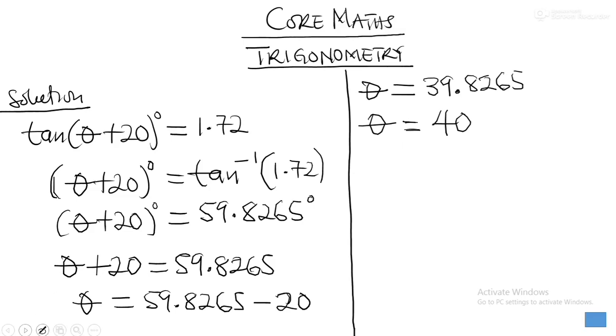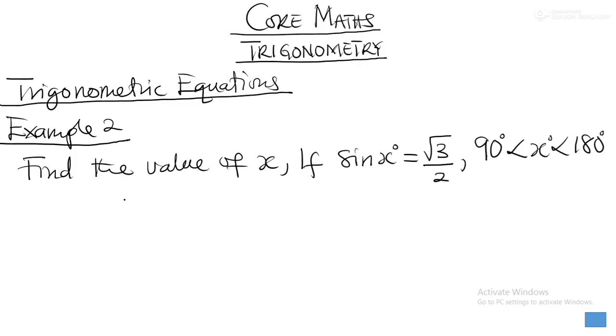Now let's look at example 2. Good. Example 2 also, it says we are to find the value of x if sine x degrees equals 3 on 2. And our condition is that the value of x should be between 90 and 180 degrees. So as I said, the first thing is to look for the sign of the ratio. So here also we are having a positive value.